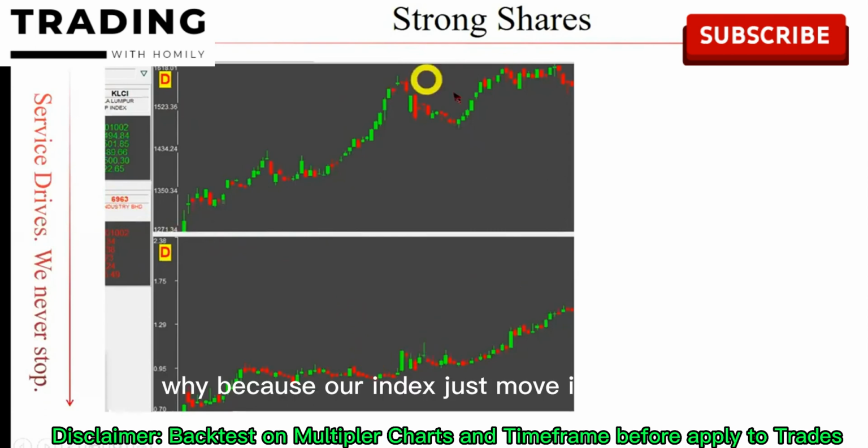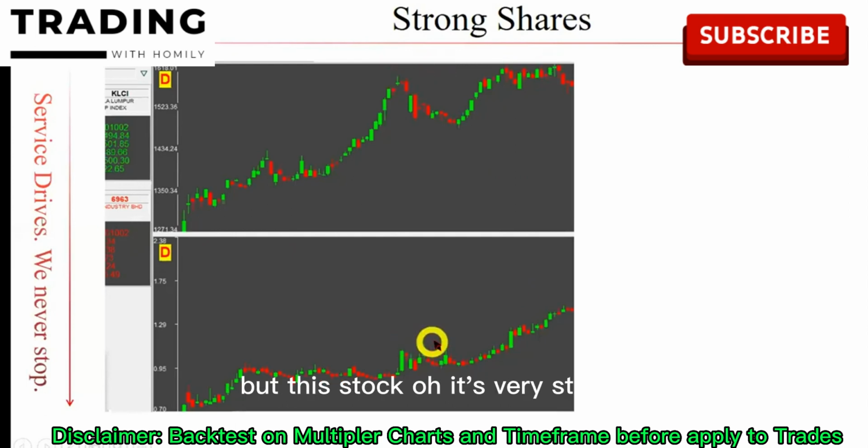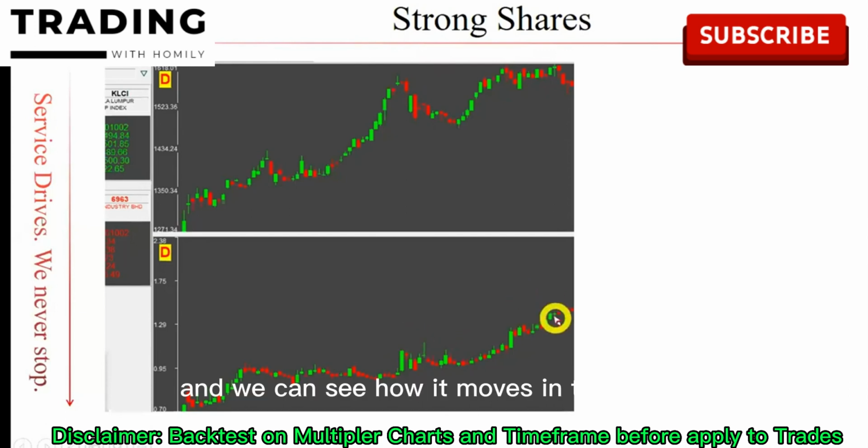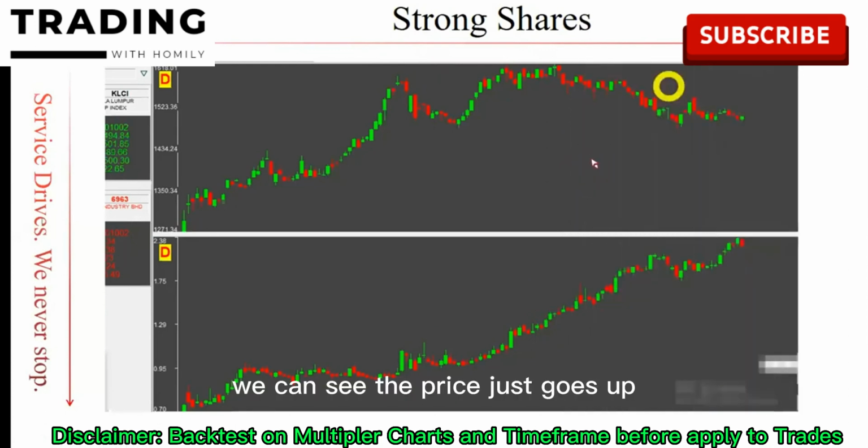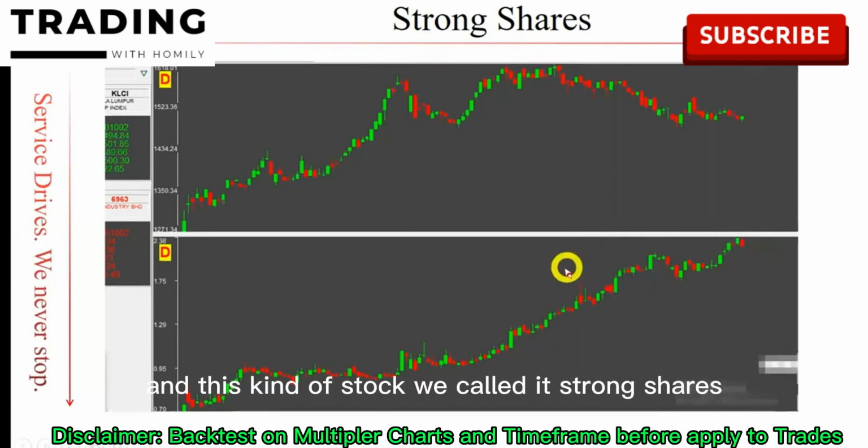Why? Because the index just moves sideways, but this stock is very strong. It hit a new high very obviously, and we can see how it moves in the future. We can see the price just goes up, and this kind of stock we call strong shares.